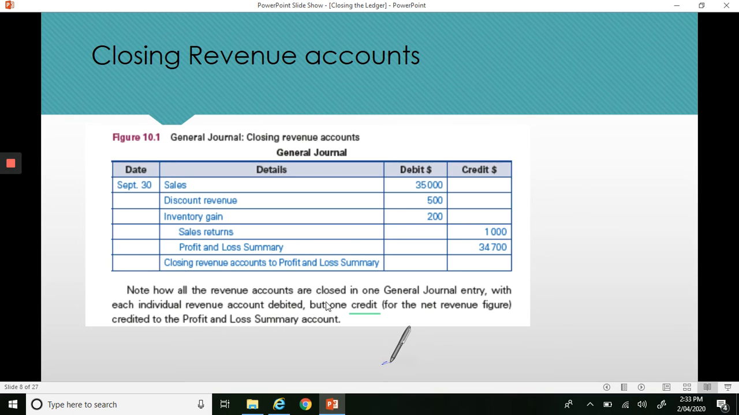So note how all the revenues are closed in one general journal entry, with each individual revenue account debited, but one credit to the net revenue figure, the profit and loss summary account. So just the one figure goes to profit and loss summary. So you do all your revenues in the one closing entry, and you just take one figure to the profit and loss summary account, in this case, $34,700.